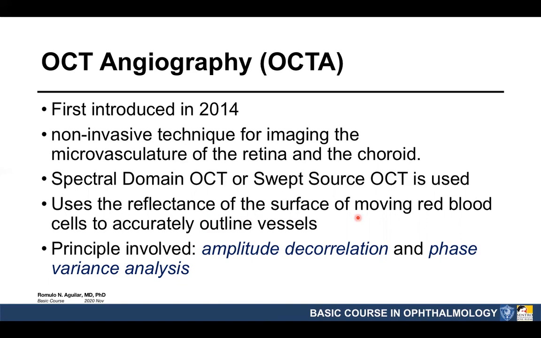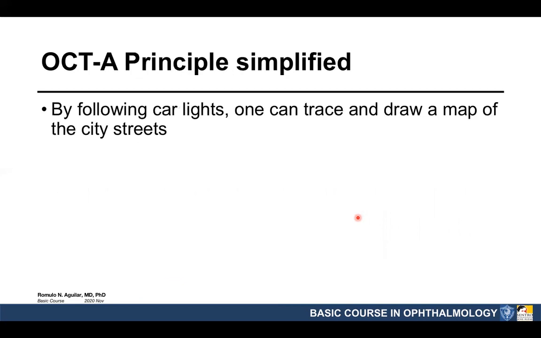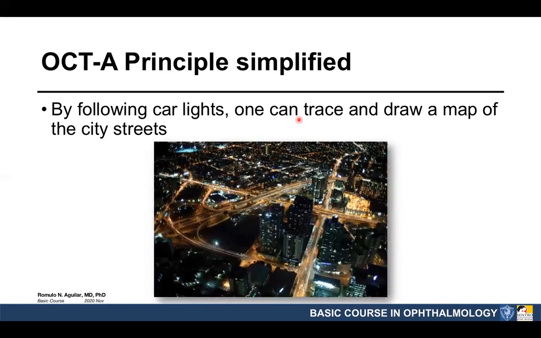Imagine that, let's say, Metro Manila has a power outage, so all the lights are off. The only lights you can see are the headlights of the vehicles running on the streets, going home or wherever. Basically by following the car lights, one can trace and draw a map of the city streets. If you have a drone flying over Metro Manila, you can more or less draw the street map of Metro Manila, similar to this.